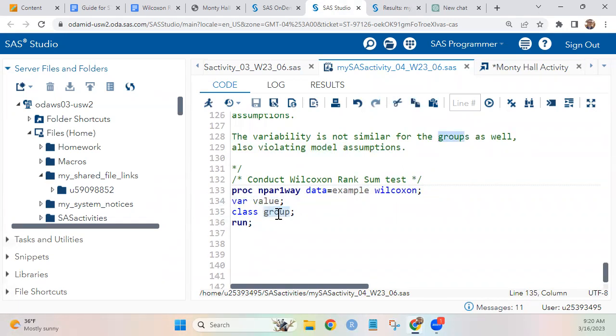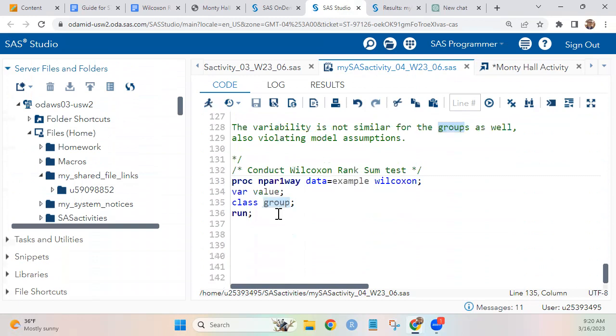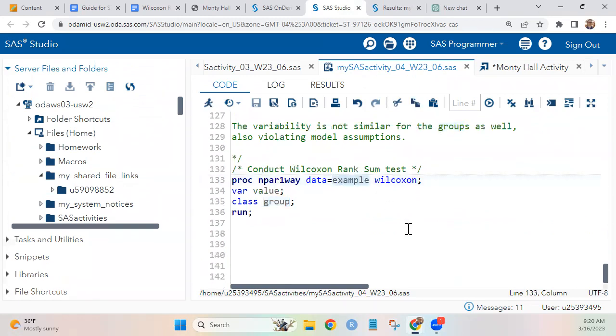But in our case, what is our data set name? Monty Hall, yeah. And then our response variable was times 1, yeah. And then what was our grouping variable? Decision. So we still had to do a little bit of work ourselves.